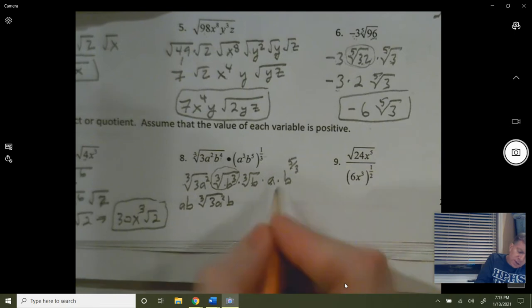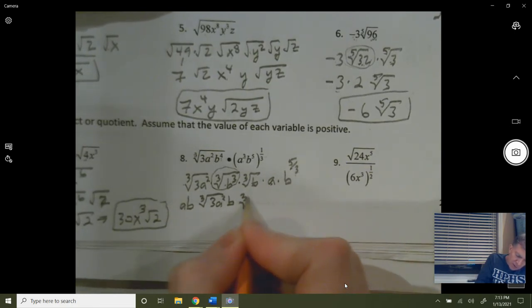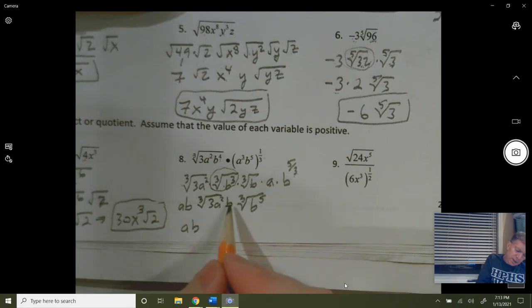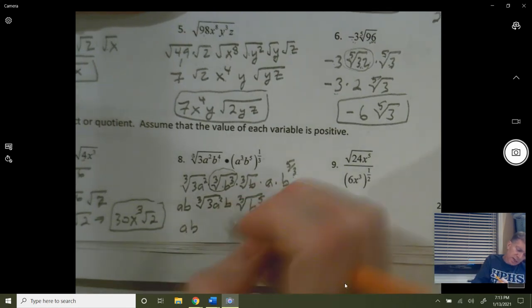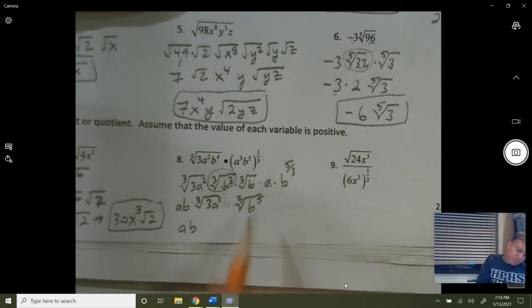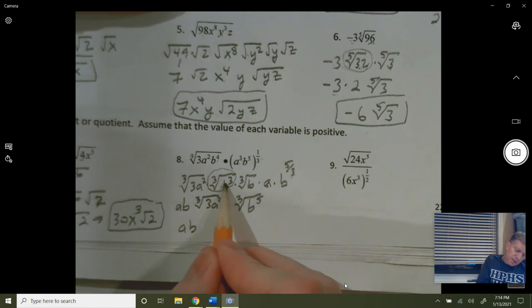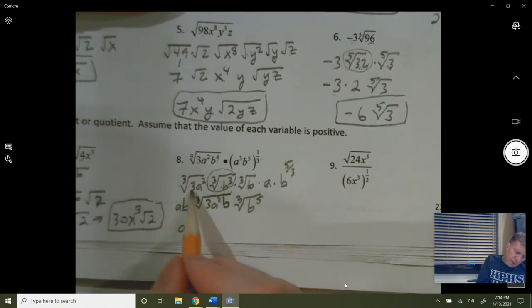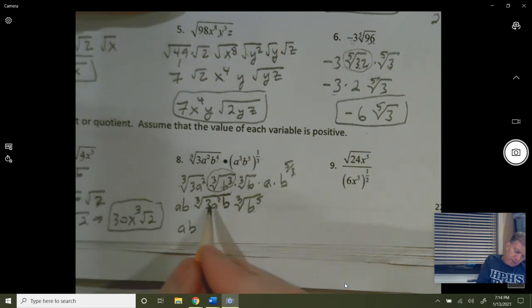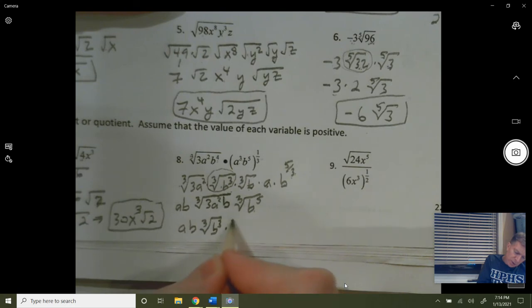Zoom in a little bit. So that's the cube root of b to the 5th. Okay. So I've got a, b, this b, oh, that b, I already pulled that out front, right? So we don't want that twice. So I have the a and the b, and then I've got the cube root of 3a squared. Oh, that's under the radical, sorry. Cube root of 3a squared b, and then here I've got the cube root of b to the fifth, which I can write as the cube root of b to the third times the cube root of b squared.